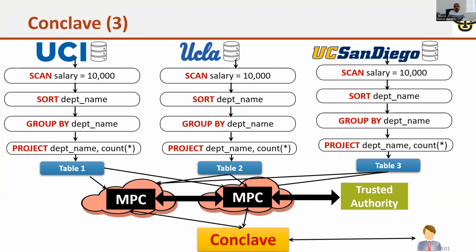So Conclave suggests that you can avoid doing most of the computation in the MPC domain and do your computation at the local side as much as you can. So here they are filtering the tuples based on salary, sorting, group by, and projecting everything at the local side. Based on this, all the database owners will get their corresponding tables, T1, T2, T3. And then they send this significantly smaller table to the MPC system. And then the MPC system will do some computation. But note that here, in the green box, they use some trusted authority also during the computation.